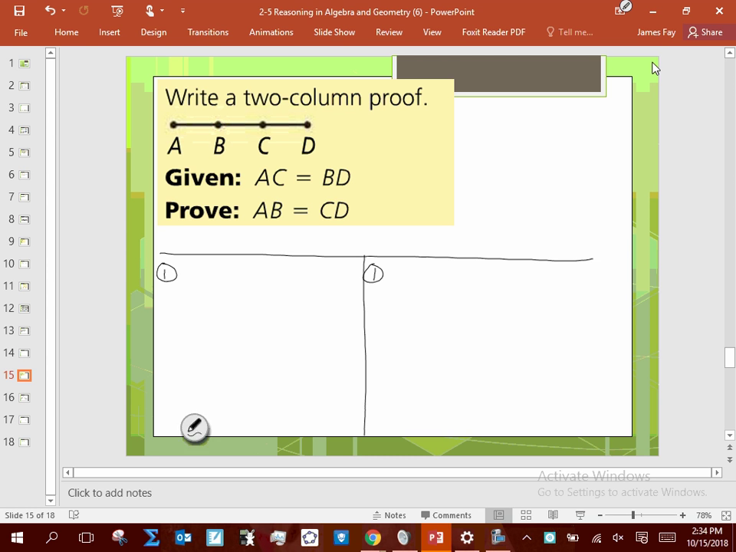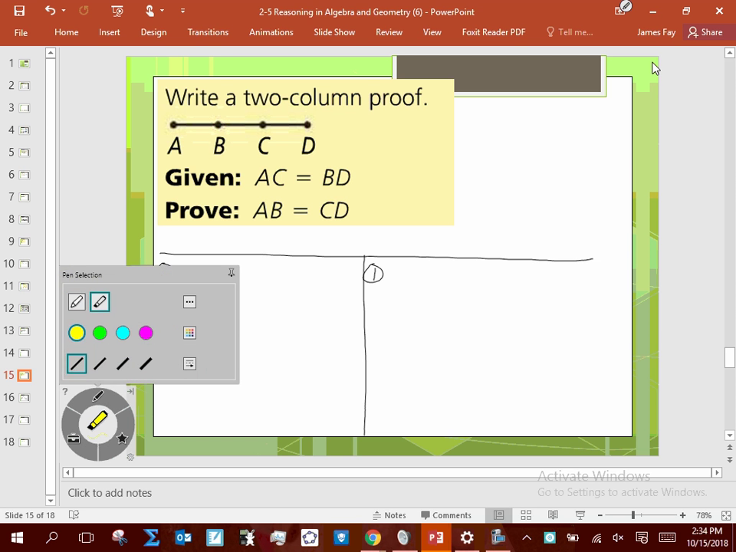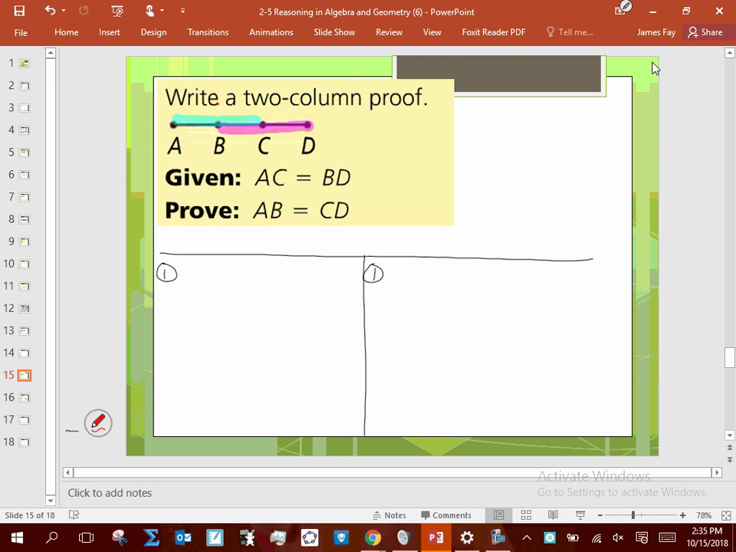Give me a number. 13. Okay. So what we're saying here with our given is that that segment there and that segment there are both the same. So let's say they're both 13. That one's 13, that one's 13. Give me a number less than 13. I'm going to use 2. Would you guys agree that that green stuff right there is an overlap?